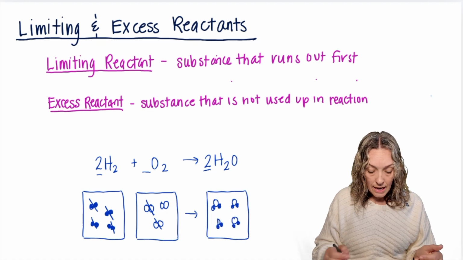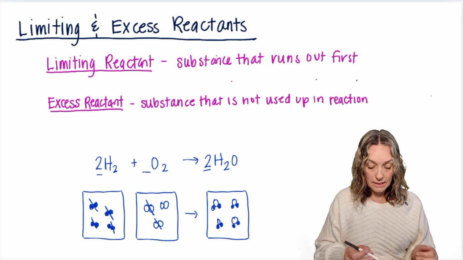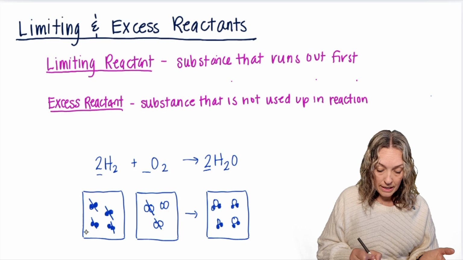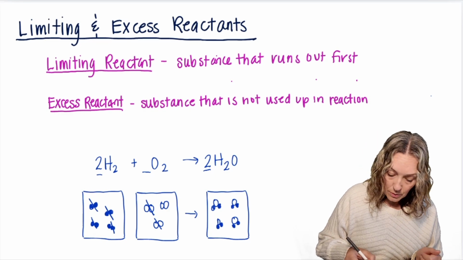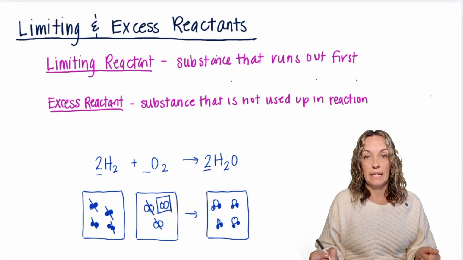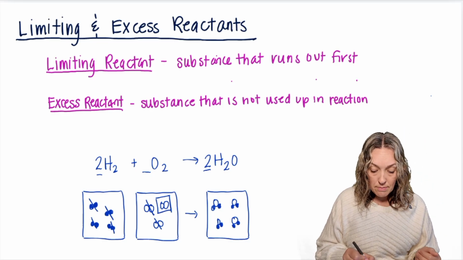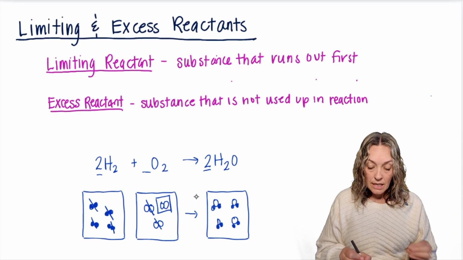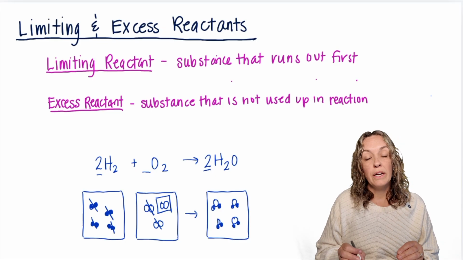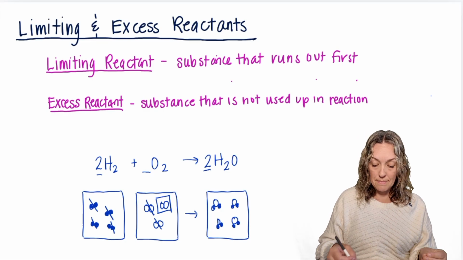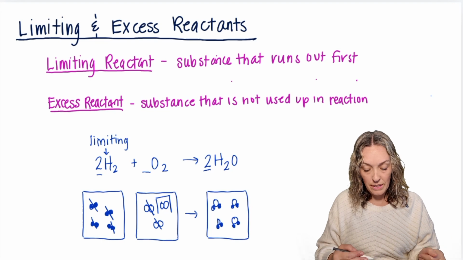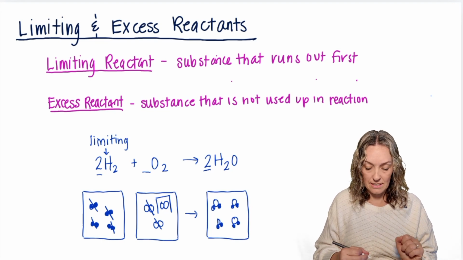At this point, I can no longer make water molecules because I've run out of the hydrogen. There's no H2 remaining. If I look here, there is an oxygen molecule remaining. Even though that oxygen molecule is there and unreacted, it will not produce water because there's simply not enough hydrogen. As soon as you run out of one ingredient, you stop making product. In this case, we would say that hydrogen is our limiting reactant and oxygen is our excess reactant.